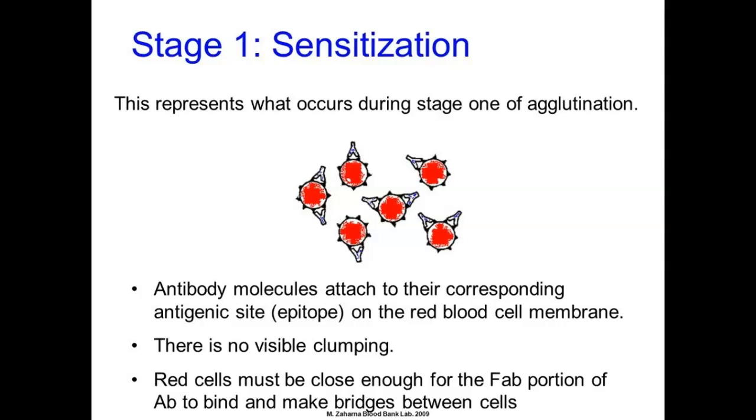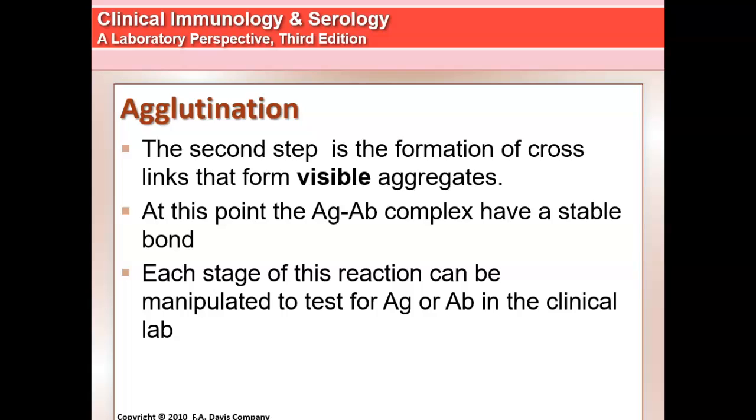And here is a picture representing sensitization. So you can see that the antibodies are attaching to the corresponding epitope on, for example, this red blood cell membrane. There's no visible clumping in this phase, and the red cells must be close enough for the FAB portion of antibodies to bind and make bridges between the cells. The second step is formation of cross-links, and that's when they form visible aggregates. At this point, we can begin to see some clumping.